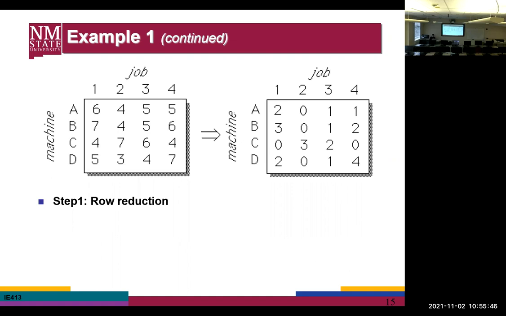In this case, 4 is subtracted from each cost in the first, second, and third rows, and 3 is subtracted from the last row. So the resulting cost table is like this.